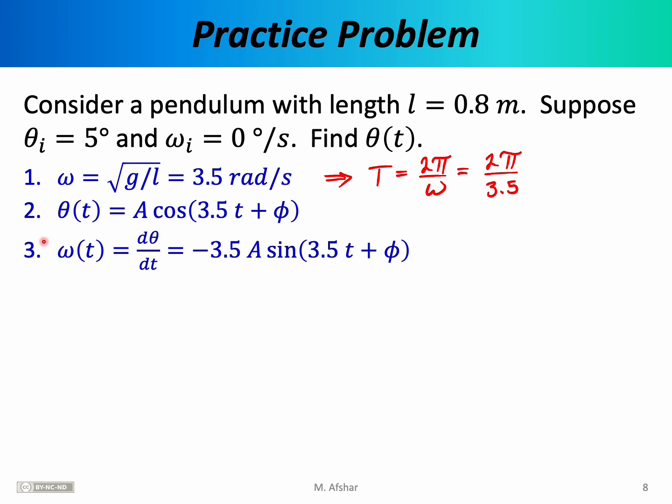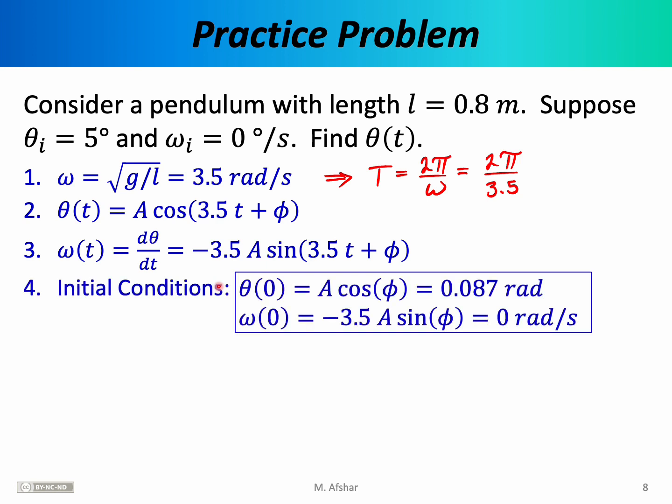Remember that angular velocity is the derivative of angular position, so you can take the derivative of this a cosine function, and what you get is a sine, and you'll get a minus sign in front because the derivative of cosine is minus sine, and you also have to take the derivative of the argument, which gives you a 3.5 out front. Now we need to consider the initial conditions carefully.